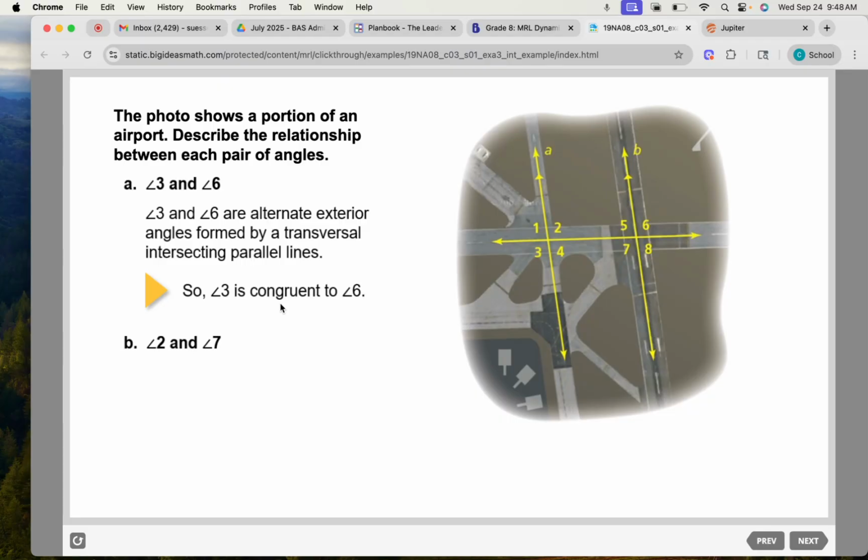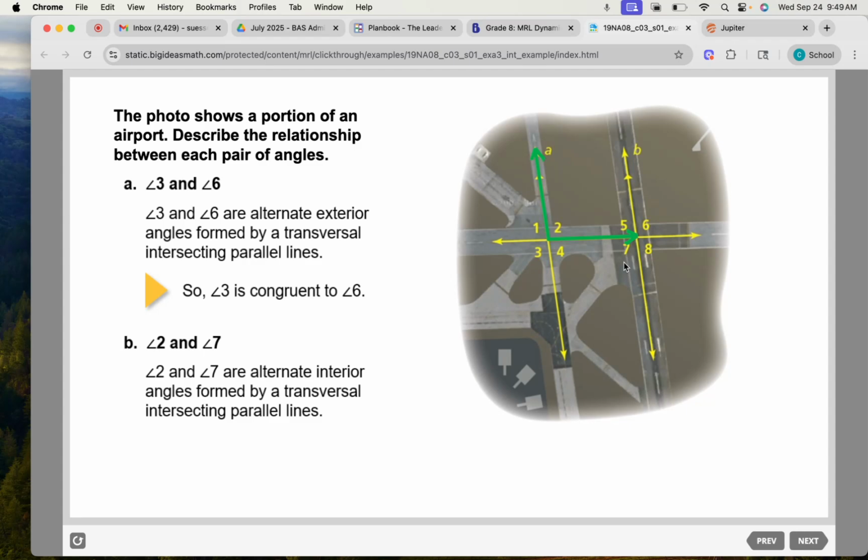All right, so let's look at 2 and 7. Find 2 and 7 right here. First of all, are they interior or exterior? Interior, because they're on the inside of the parallel lines. Are they on the same side of the transversal? No, they're alternate. So we have alternate interior angles. What do we know about alternate interior angles? They're congruent. Very good.